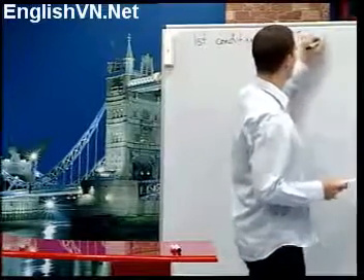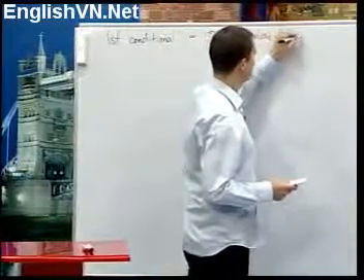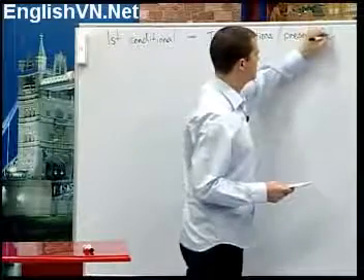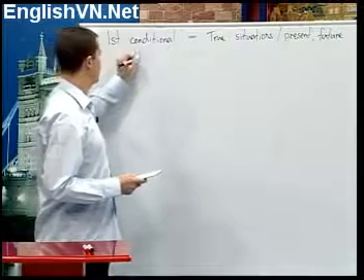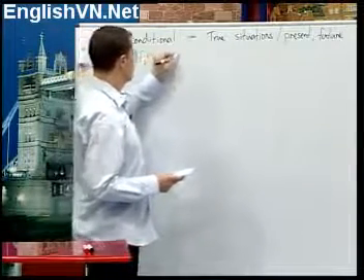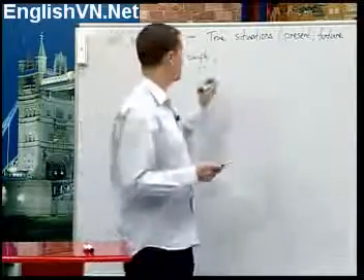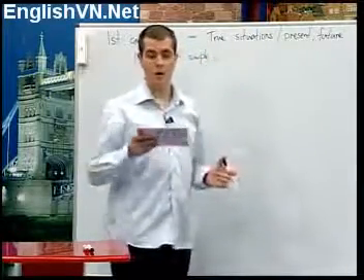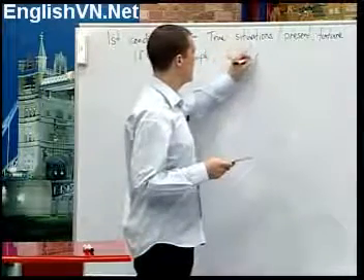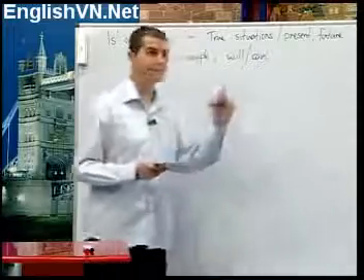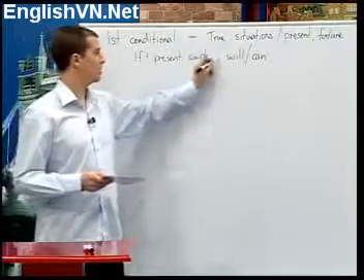True situations, present or future. In the if clause, we have present simple. So we have if plus present simple. And in the main clause, we use will or a future form like can as well. So will, maybe can. And if the if clause begins the sentence, we must have a comma.